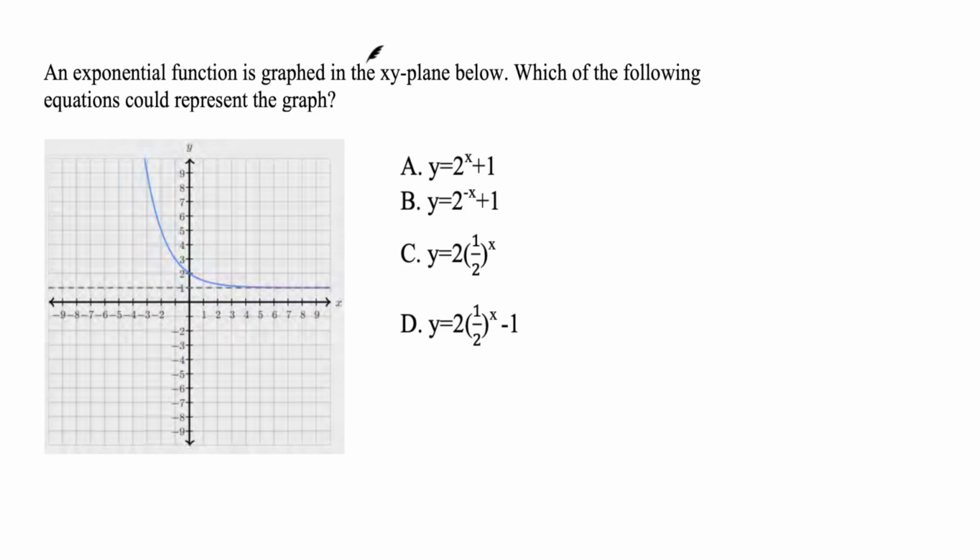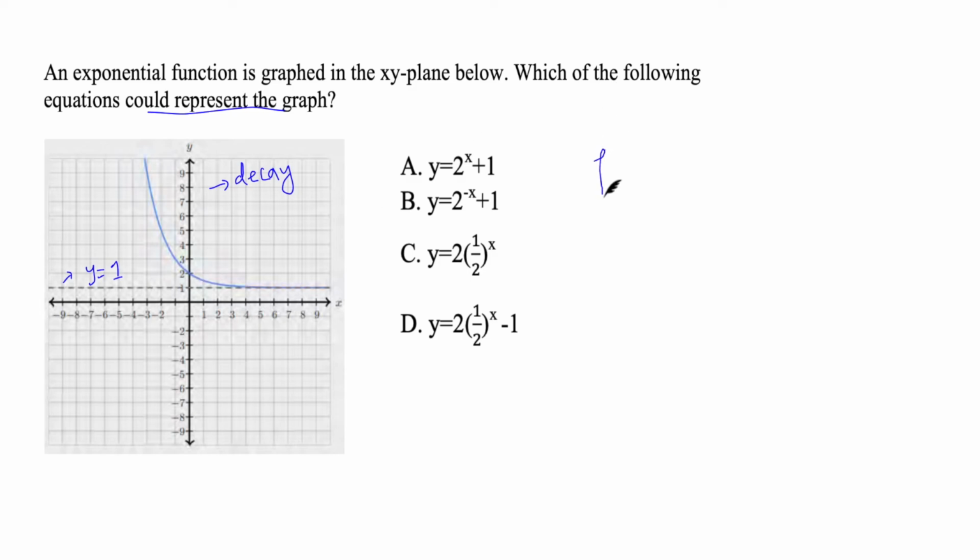Let's evaluate this question. An exponential function is graphed in the xy plane below. Which of the following equations could represent the graph? Let's have a look at our graph. So first thing to identify is that it's a decreasing function. It basically shows decay. That's the first hint you are getting. The second is your asymptote, which is at y equals 1 and not at y equals 0. So that's a huge hint.